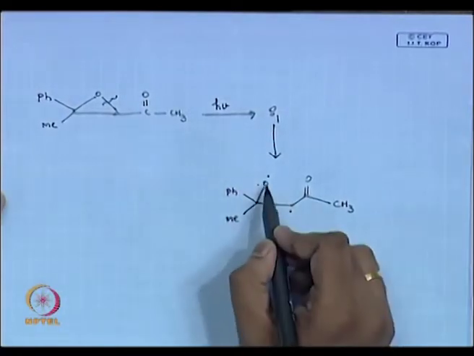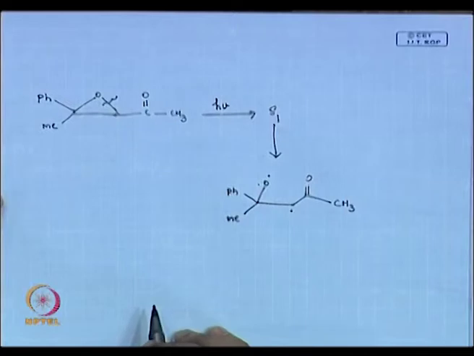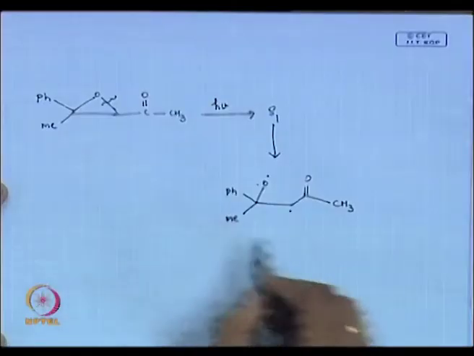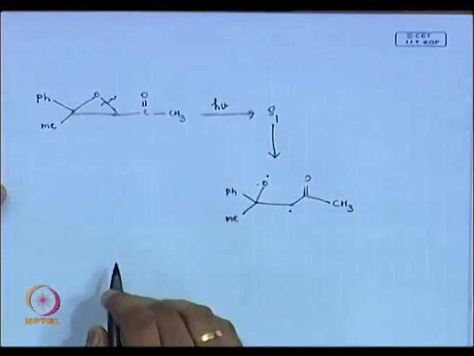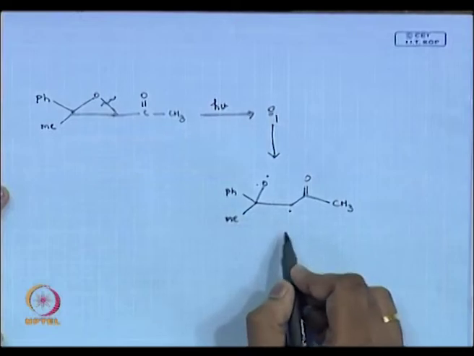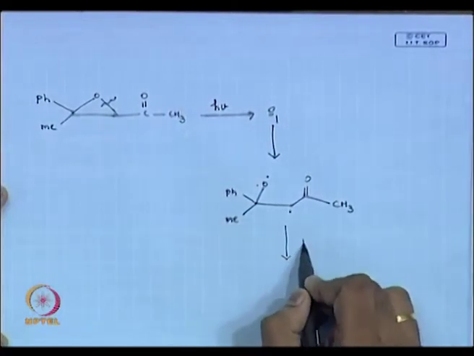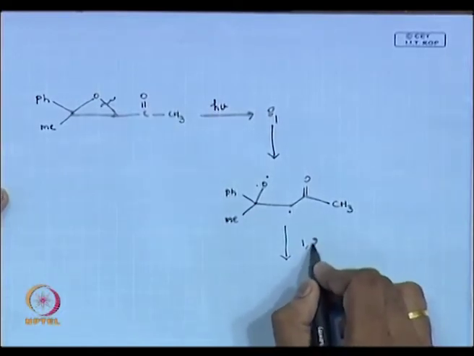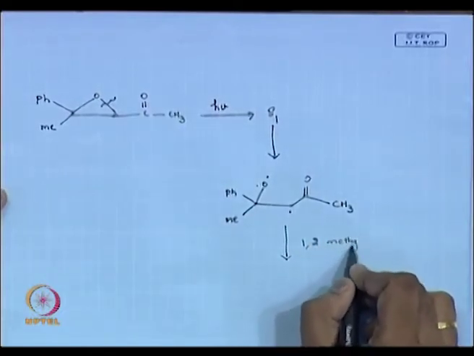Now it is again a 1,3 diradical system. What are you preferring to do here? So you want to shift your methyl. Why are you not shifting your phenyl? No, you have an option here, right? I can say that I am doing a 1,2 methyl shift. I am asking why can you not do a 1,2 phenyl shift?